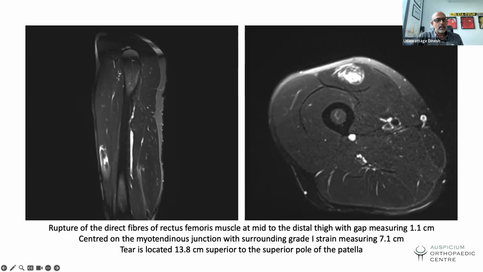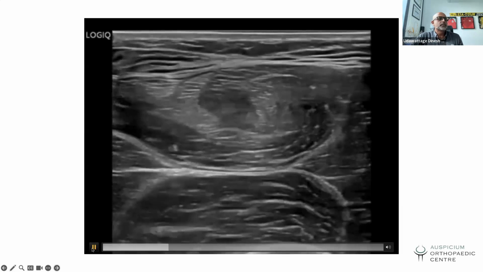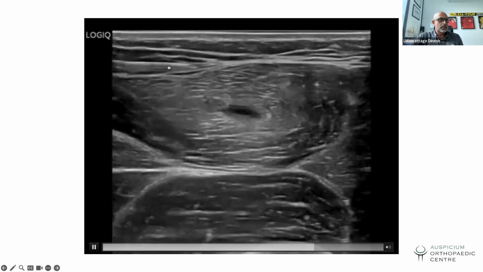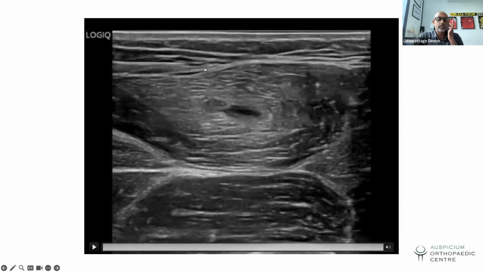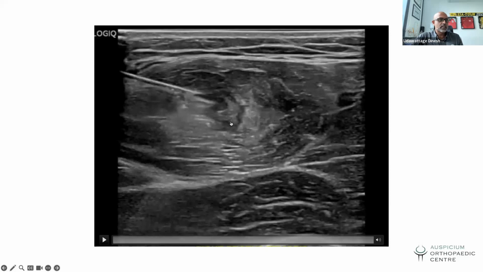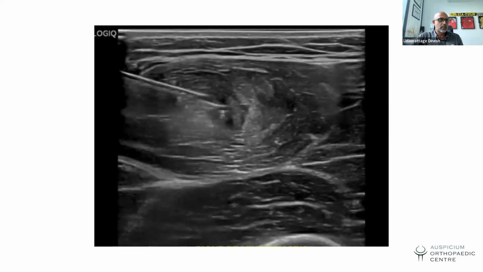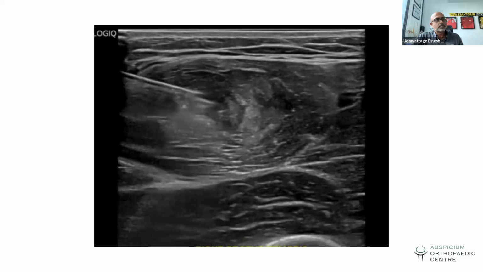In his case, we also did a PRP injection. So here in the first video, I don't know if you can see the needle, but I'm putting a little bit of local anesthetic into the tissue plane between the rectus femoris and the subcutaneous fat. And then in the second one, I've already aspirated the hematoma, and I'm injecting the PRP into the area where the gap was. So just as I'm withdrawing, I'm injecting that PRP.